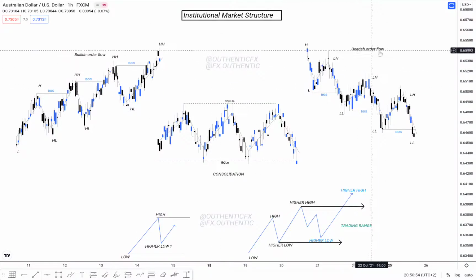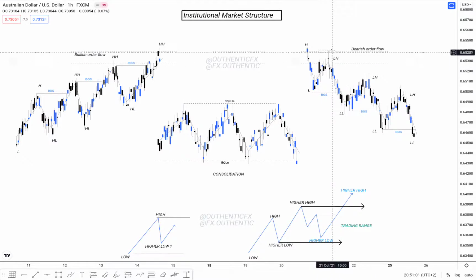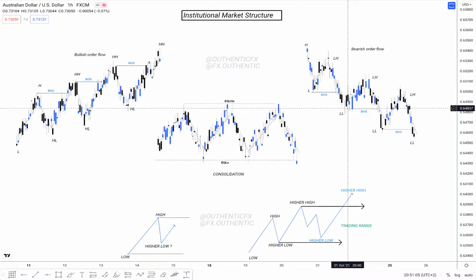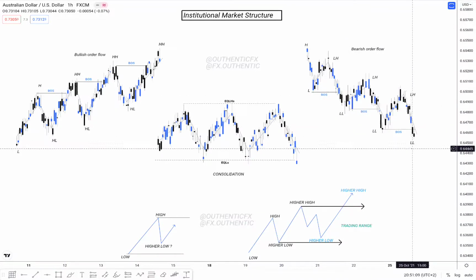When it comes to bearish structure, we'll see a high being printed, then a low. Once we see that this lower high does not surpass or break this high, we know that we are bearish once we see the lower low form: lower high, lower low, lower high, lower low. So we always need to see these breaks of structures.